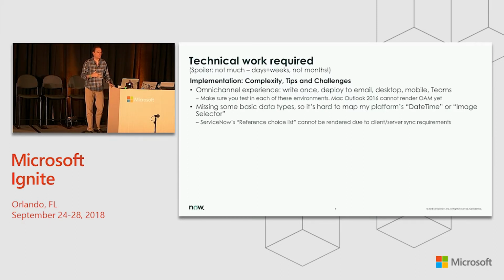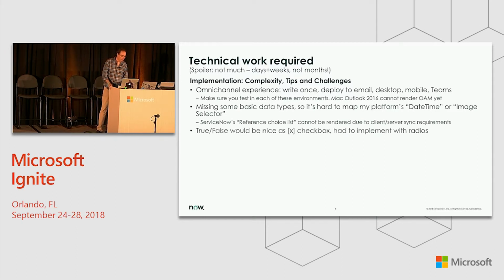ServiceNow has a very sophisticated and complex data type called a reference choice list that requires lots of back and forth with the server. And it works great in JavaScript in a browser with Ajax and all of that. But currently that's a little bit too complex to implement easily inside of adaptive cards. We might have a workaround, but it was a little tough. This is a pretty minor one, but I just don't like radio buttons for true false. I'd rather have a little checkbox. So hopefully they'll have a checkbox soon.